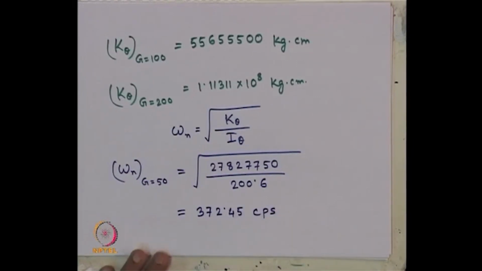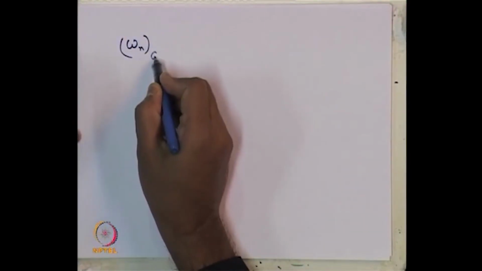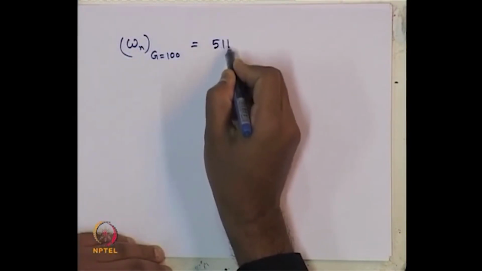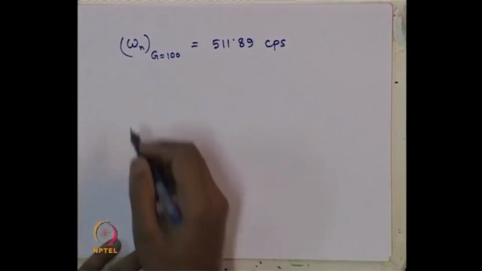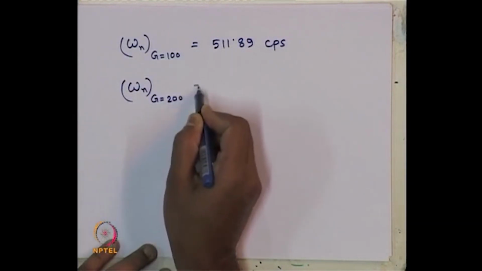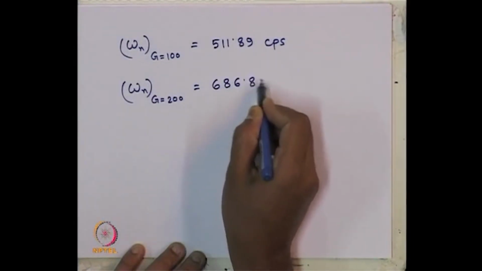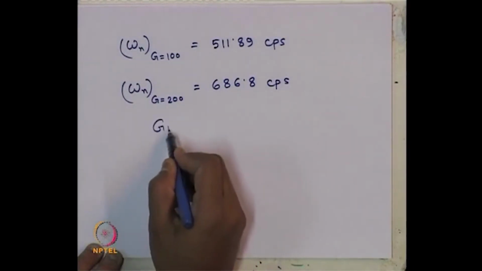cycles per second. Okay? And the other two values of omega n, in a similar way we can calculate omega n for G equals 100, coming out as 511.89 CPS. Okay? And omega n for G equals 200 is 686.8 CPS.